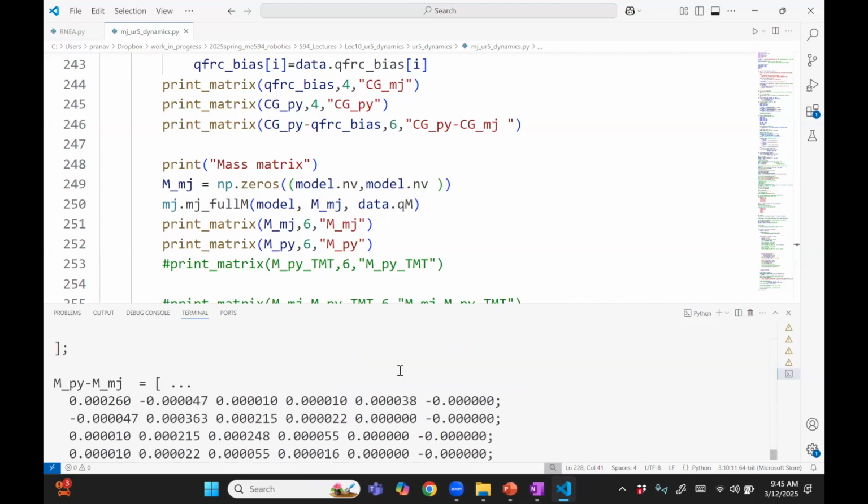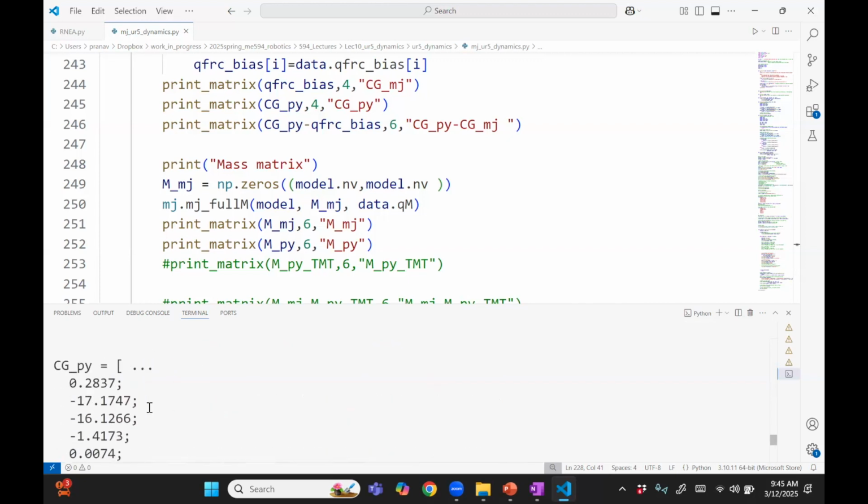Okay, so here is what I get. Let's look at the easier one, CG. This will be a 6x1. So this is CG computed by MuJoCo, CG computed by pi. The difference is easiest to see. It should be all 0. So it's close to 0, but not quite 0. But I think I'm happy with this, with the difference being so close to 0, not exactly 0.